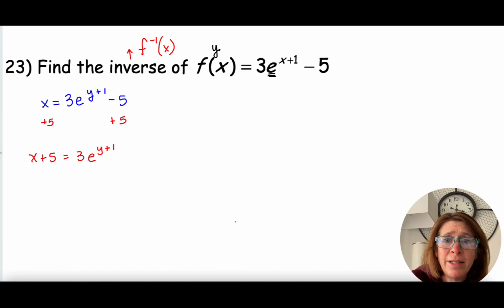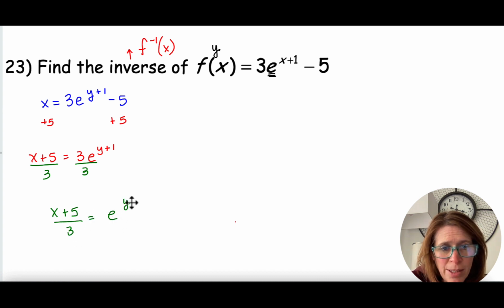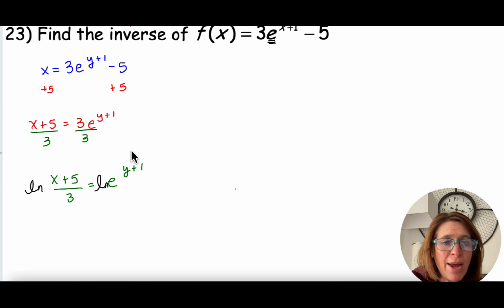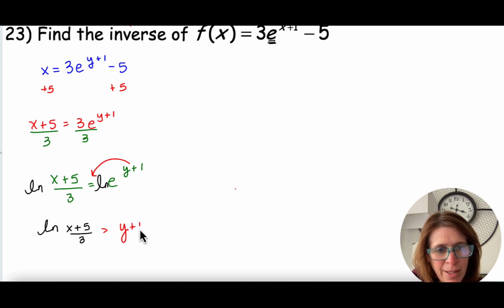I'm going to divide by 3 on both sides, giving me (x plus 5) over 3 equals e to the y plus 1. Okay, so now to undo e, to undo that exponent, the y plus 1 and e, we're going to take the log of both sides, but since it's e, we have to use the natural log, so ln, the natural log of both sides. Okay, so now I have ln of (x plus 5) over 3. That's my argument. Equals, now remember we bring the y plus 1 to the front, and that would be times ln e, which is 1. So it's just going to be equal to y plus 1.